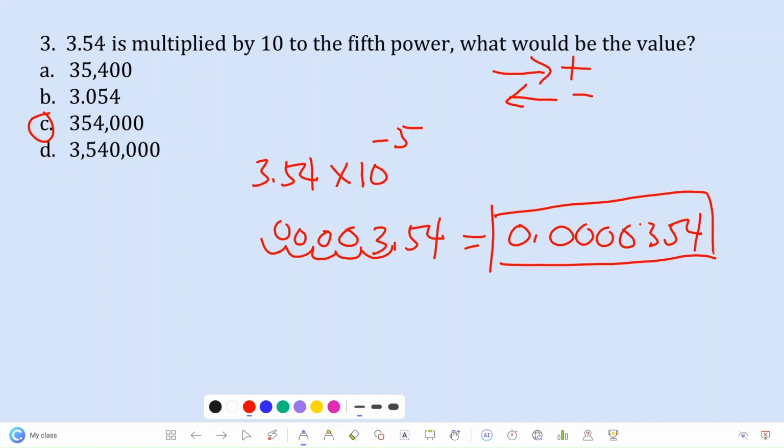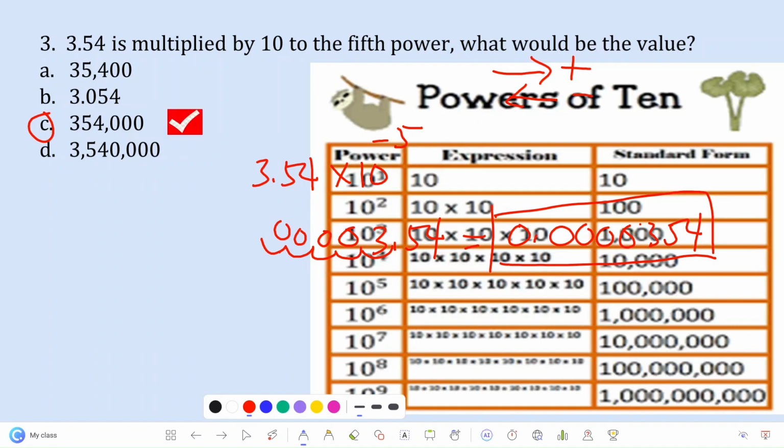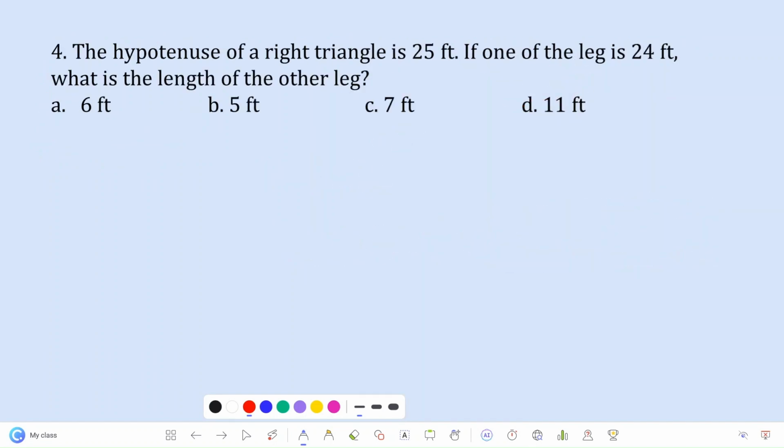Okay? So, let's go to item number 4. Sa ating item number 4 naman, the hypotenuse of a right triangle is 25 feet. If one of the legs is 24 feet, what is the length of the other leg? Is it A, 6 feet, B, 5 feet, C, 7 feet, or letter D, 11 feet?